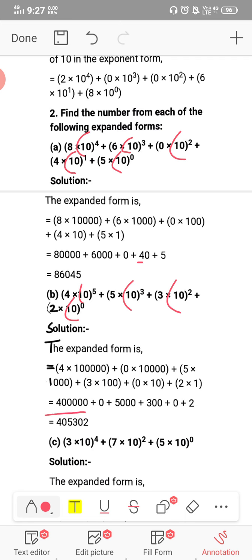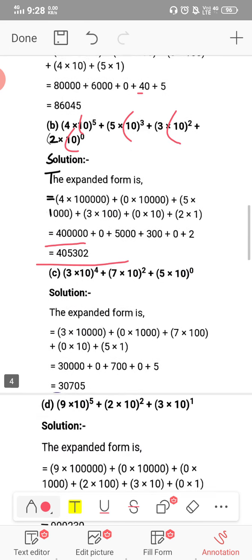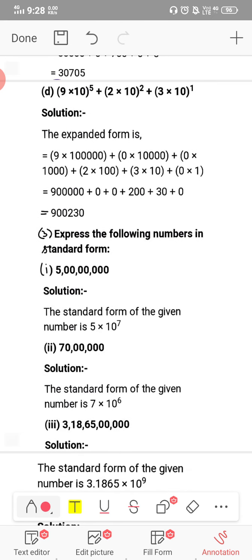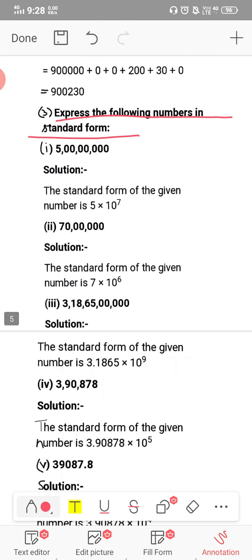So it is 4 lakhs plus 0 plus 5,000 plus 300 plus 0 plus 2. So it will be 4,53,002 is the answer. Now moving on to the third part: express the following number in the standard form. Now you have to express them in the standard form.